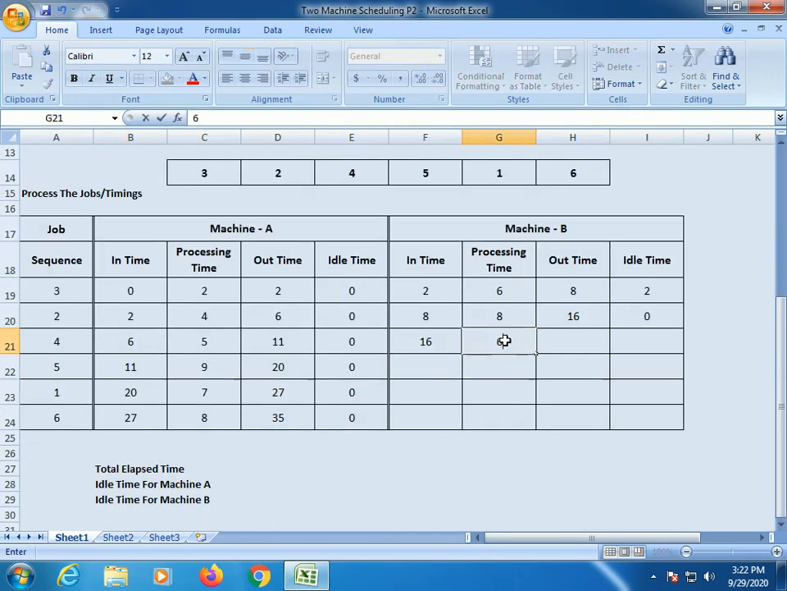So here simply we have to calculate 16 plus 6 equals 22.